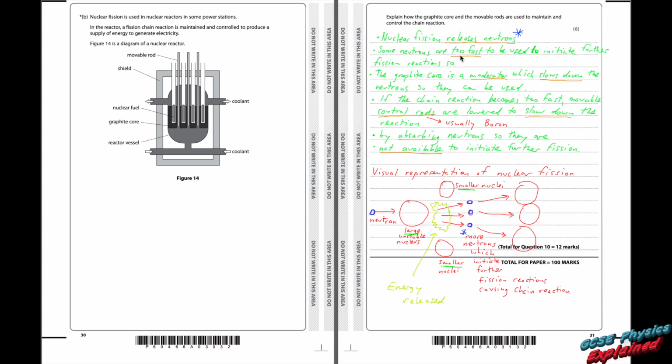Right, so some of the neutrons are too fast. Some of these are too fast to be used to initiate further fission reactions. So the graphite core is a moderator which slows down the neutrons so they can be used for fission. If the chain reaction becomes too fast, the movable control rods, which are usually boron if you get asked, can be lowered to slow down the reaction. So you lower these rods down, and that slows or completely stops the reaction if you put them right down. Now, how do they do that? Well, by absorbing neutrons. So the neutrons are not available to initiate further fission.